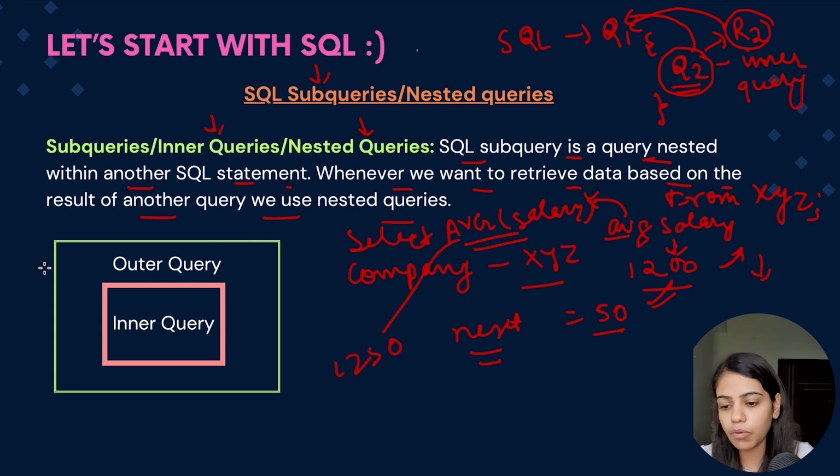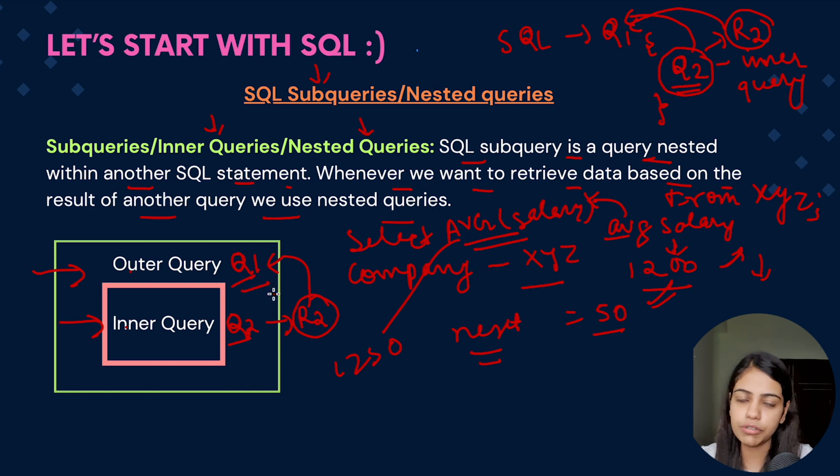Now here you can see a block diagram where I have given an outer query and inside this there is an inner query. This inner query is Q2, this outer query is Q1. The result which we are getting from Q2 is R2 and based on R2 we are performing some logic in Q1. So in this way the nested query works.